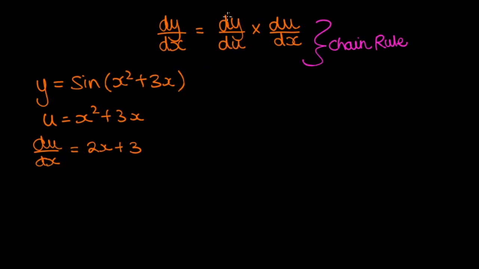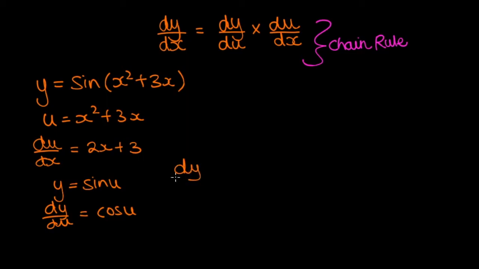So in order to find dy by du, we need an equation of y in terms of u. If we look back at our first equation, y equals sine of x squared plus 3x, remember we defined u to be this inner function, so y is equal to sine u. Therefore, if we differentiate this equation with respect to u, we get cosine u. And so now we have du by dx, we have dy by du, so we can plug them into the formula in order to find dy by dx.